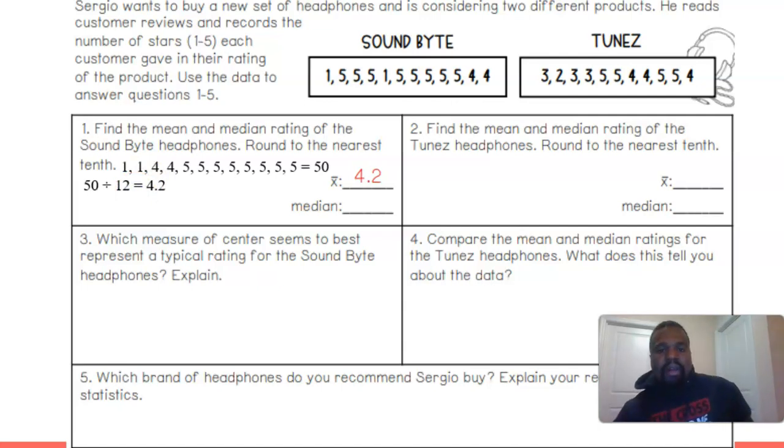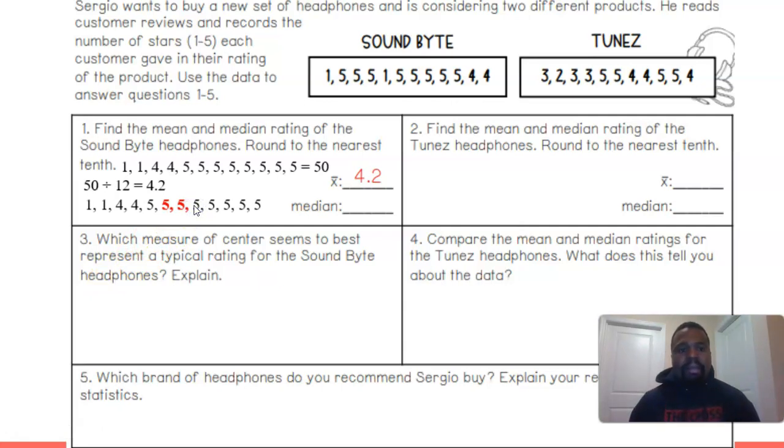Now I want to go ahead and look at the median. I already have my data set in order from least to greatest, and I want to find the middle number. Here's the thing: this is an even set of numbers, so there's not one number in the middle of your data set. In the instance when you have an even set of numbers, what you want to do is look at the middle two numbers.